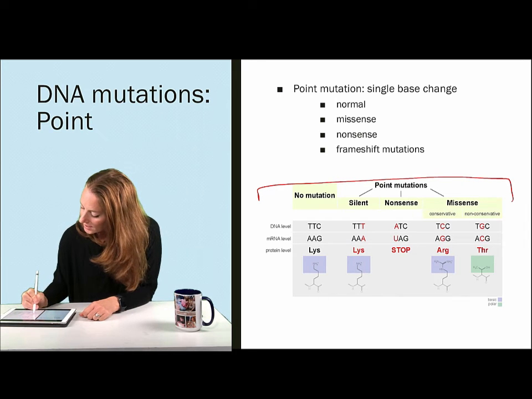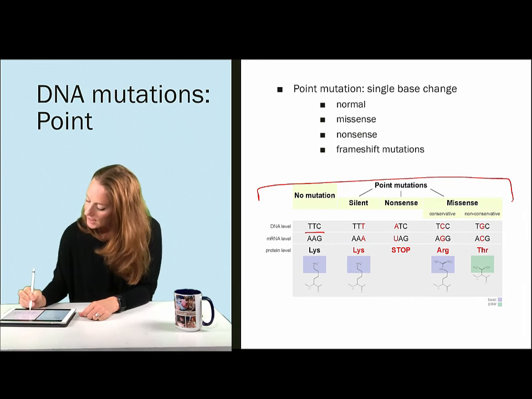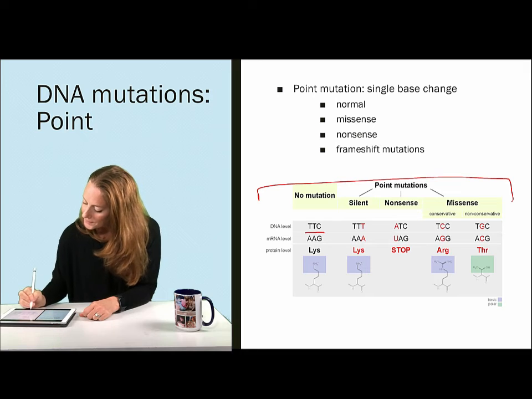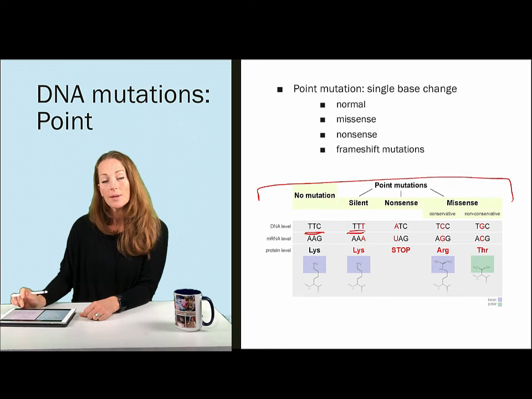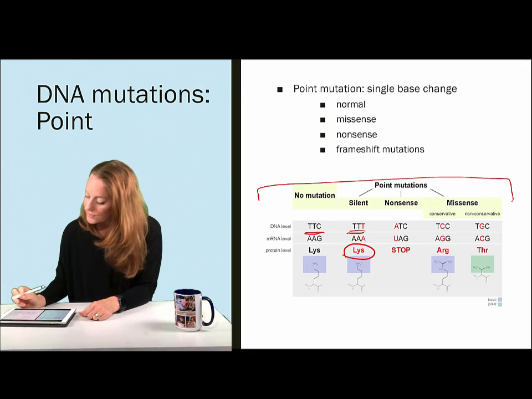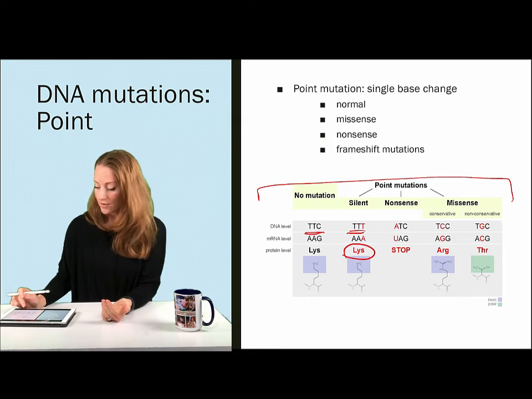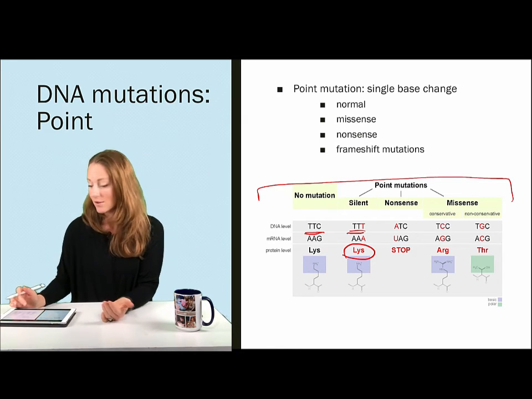Here at the DNA level, the sequence or the triplet was a TTC. And here are all the possible mutations. So there could be no mutation. There could be a simple change, for example, a TTC to a TTT, but that still encodes for lysine, the amino acid lysine. So mechanistically, there's no change there. So that's a silent mutation. It didn't matter. The protein was still identical.